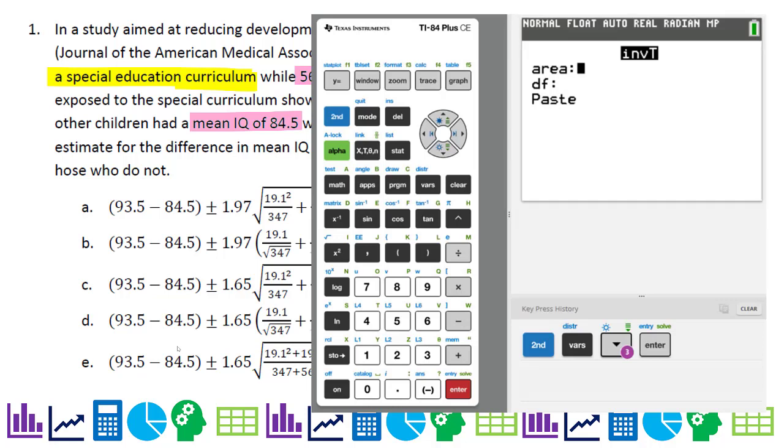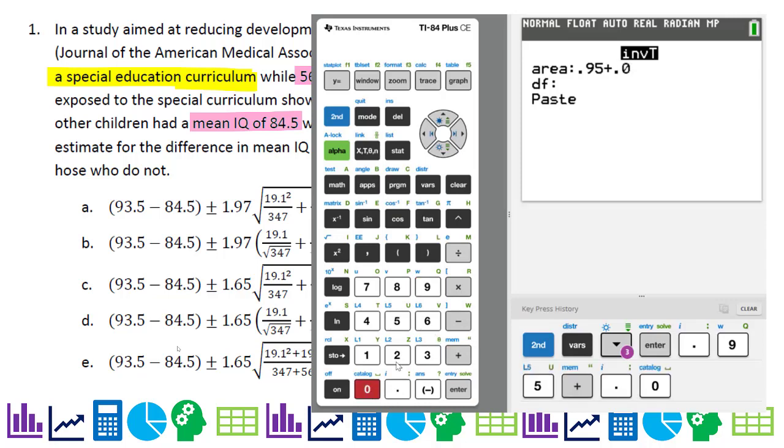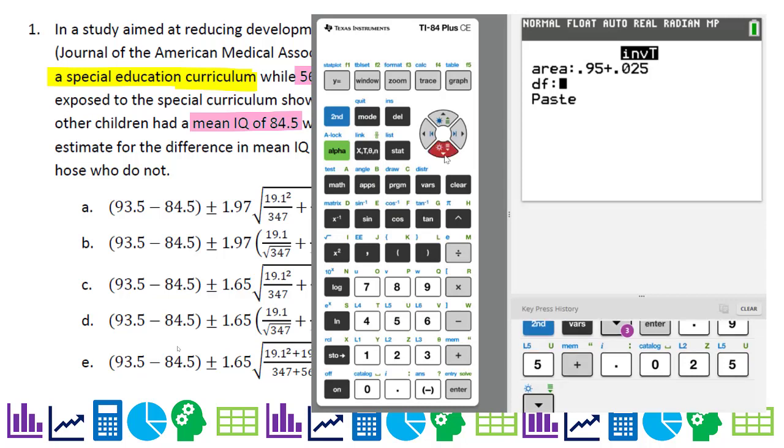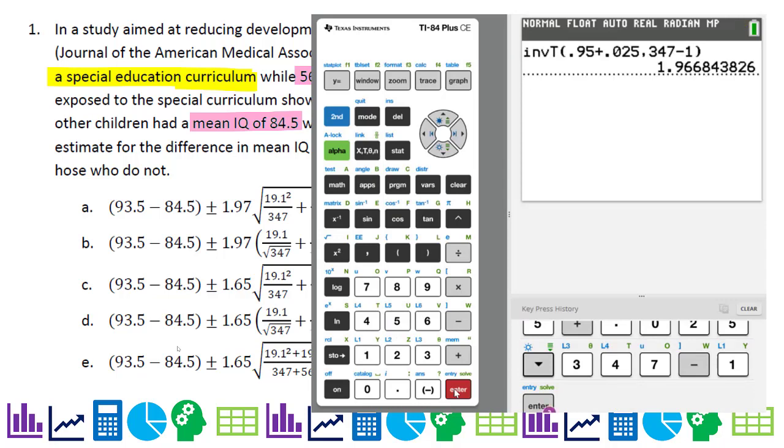So I have 0.95 would be the center, that leaves 5% left over. If I split it, it's 0.95 plus the 0.025 to the left of it. And then for my degrees of freedom, just pick your smallest sample size and take 1 away from that and hit enter. And there you go, 1.966 or 1.97.